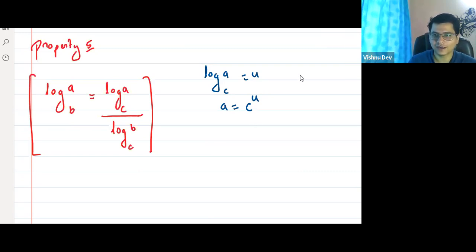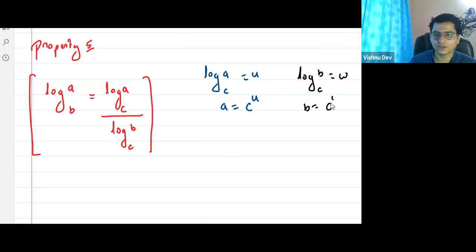And consider, I'll just change the color. Consider log b base c as w. So can I say b is equal to c to power w? Yes or no? Anyone have any doubt till this point?